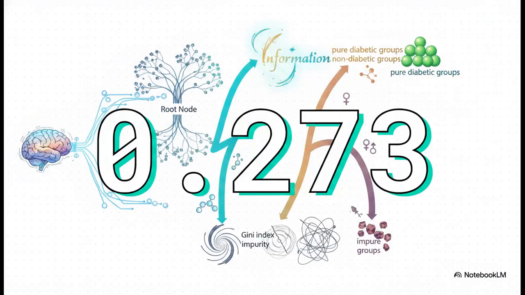Now, what's really interesting about this slide is the mathematical output of that choice. Splitting by fasting sugar reduces impurity by a massive 0.273. But splitting by gender? Only 0.0263. Fasting sugar is literally 10 times more effective at creating pure groups. The algorithm instantly knows fasting sugar is the superior choice. But how exactly did it calculate those exact numbers?